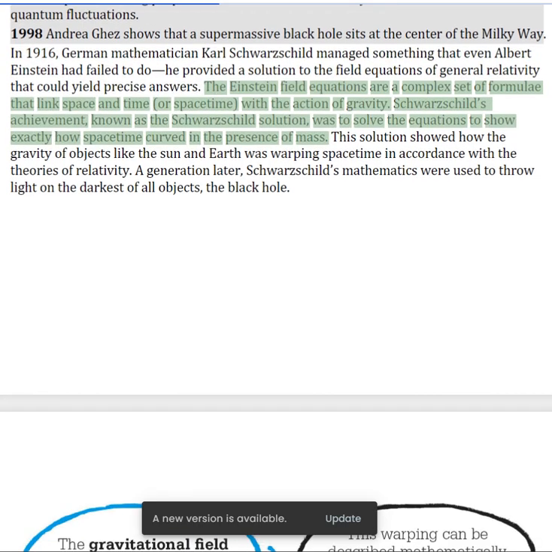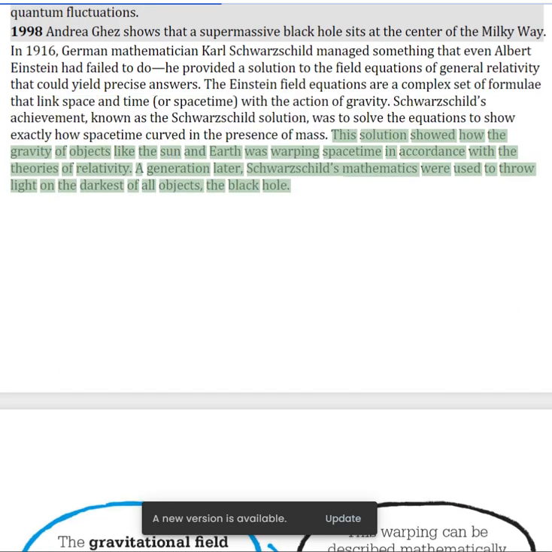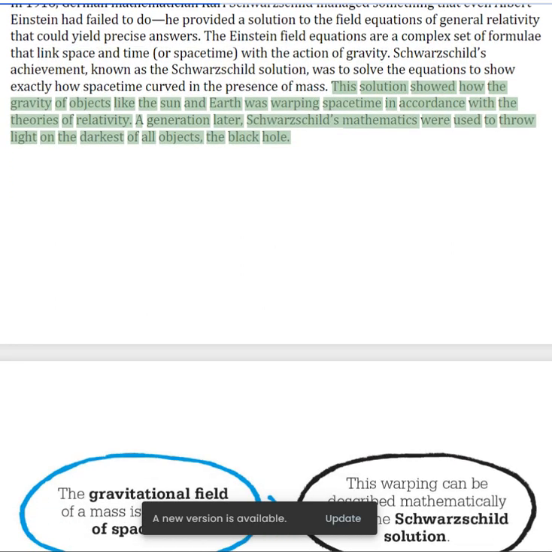The Einstein field equations are a complex set of formulae that link space and time with the action of gravity. Schwarzschild's achievement, known as the Schwarzschild solution, was to solve the equations to show exactly how spacetime curved in the presence of mass. This solution showed how the gravity of objects like the Sun and Earth was warping spacetime in accordance with the theories of relativity. A generation later, Schwarzschild's mathematics were used to throw light on the darkest of all objects, the black hole.